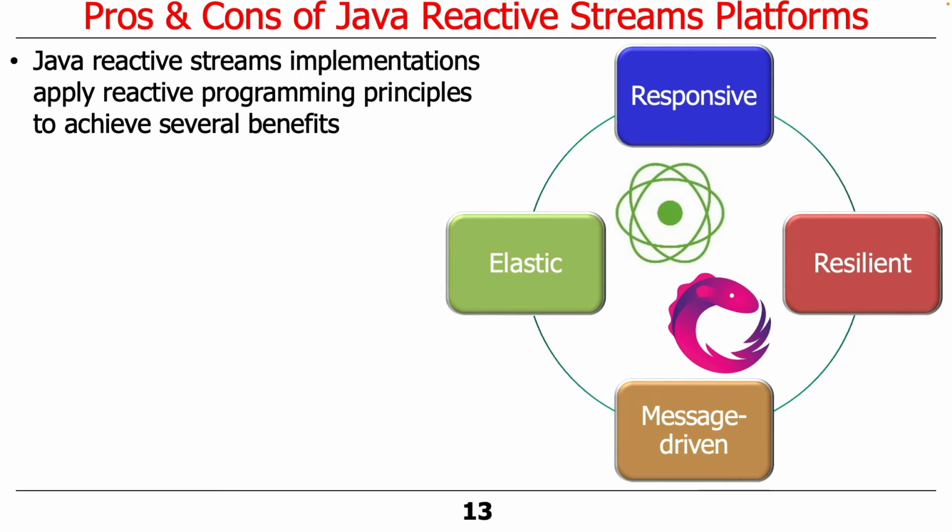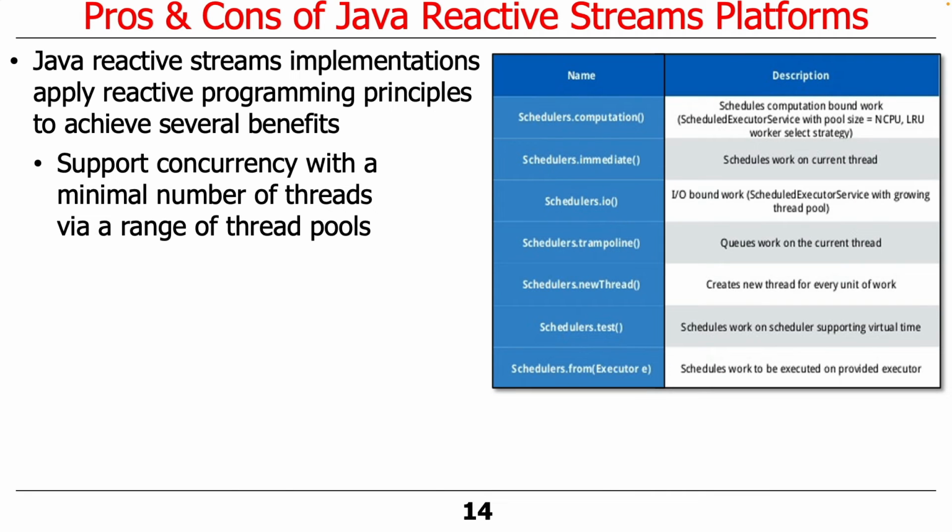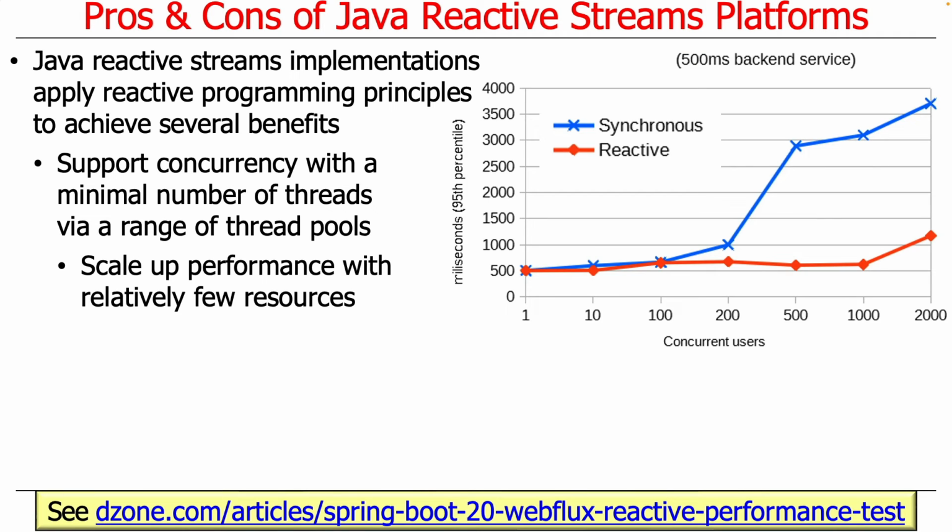Let's wrap up this discussion by discussing the pros and cons of Java reactive streams platforms. There are some benefits. One of the good things is that you can get concurrency with a minimal number of threads across a wide range of thread pools. That's all very good. This is also a benefit that you get with Java parallel streams and Java completable futures as well. So it's not unique to reactive streams, but it is a benefit relative to not having this feature.